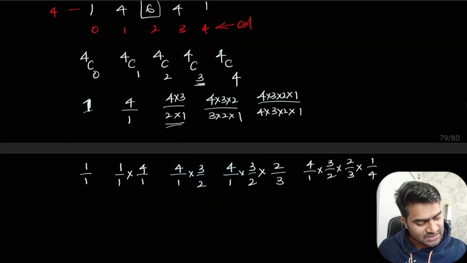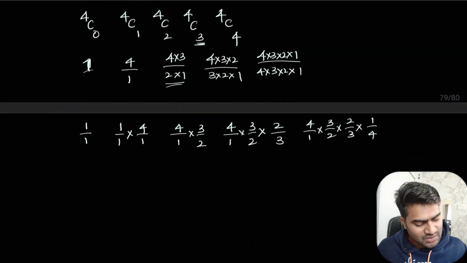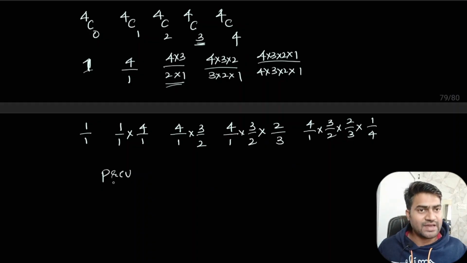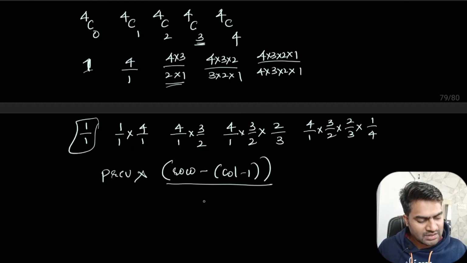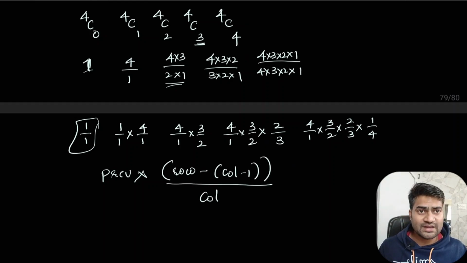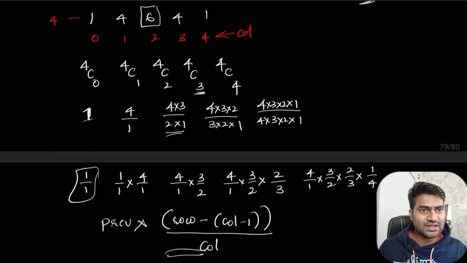So what I am trying to say is, any value in the row will be something, previous value. So something is previous, it starts with 1, we will see that, into row minus column minus 1 divided by column. So this is how we can derive an equation from this. We will use this to generate the entire row. If we know the row number, we can generate the entire row.